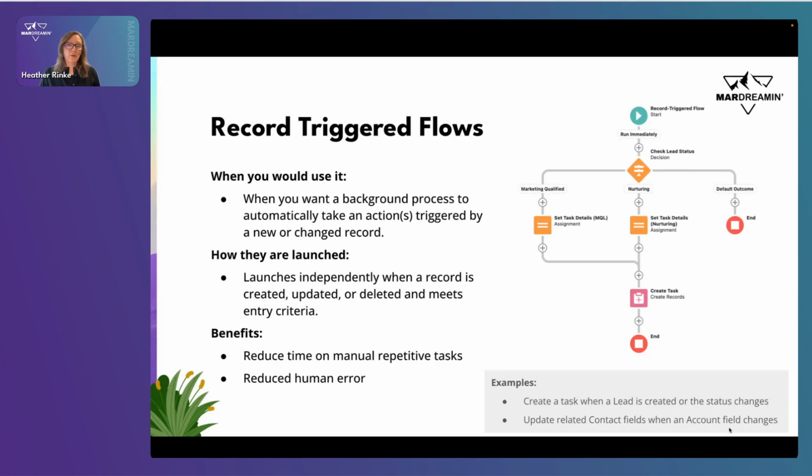There are some scenarios where you may find this useful, like creating a task or sending a custom email when a lead status, for example, an MQL status, is updated to MQL. Or if you have an account, for example, and then the address changes, you want to update all of the related contacts. You can do that with a record triggered flow.